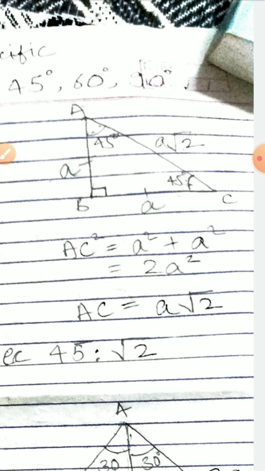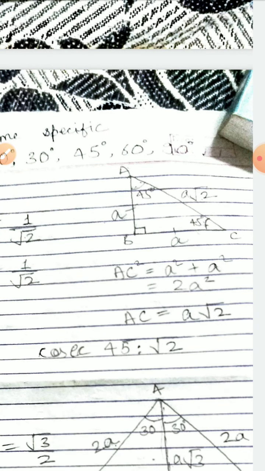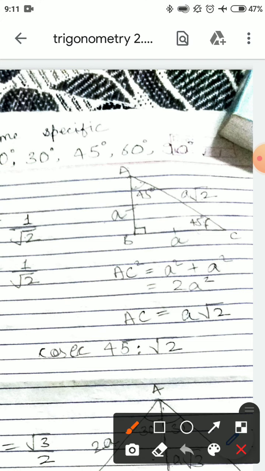Now using Pythagoras theorem, you can find the length of the hypotenuse, right? So AC will be equal to a root 2. Now as we know that sine theta is equal to perpendicular upon hypotenuse, where here in this triangle ABC our perpendicular is AB and hypotenuse is AC. So if we take angle C as theta, sine theta will be equal to this perpendicular side upon hypotenuse side, right? So a upon a root 2.